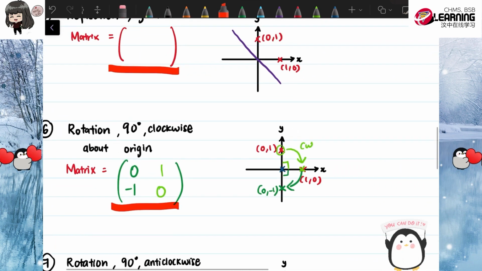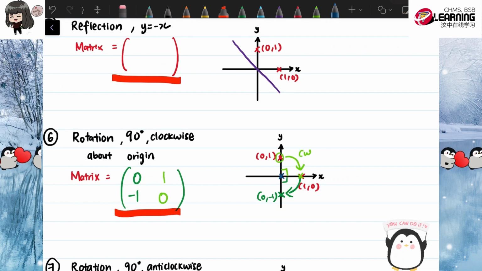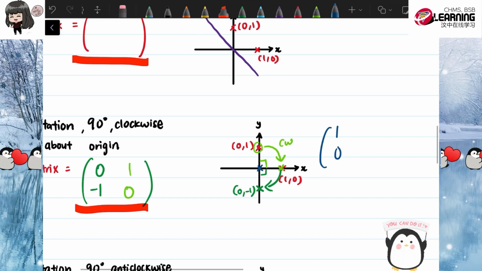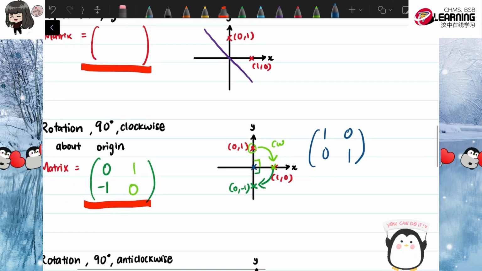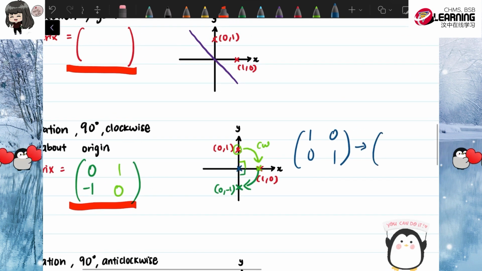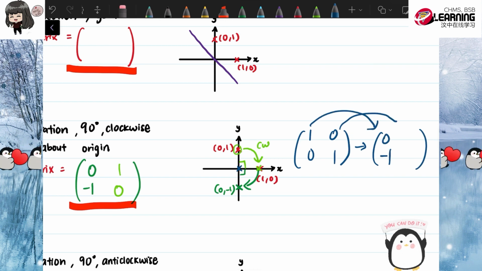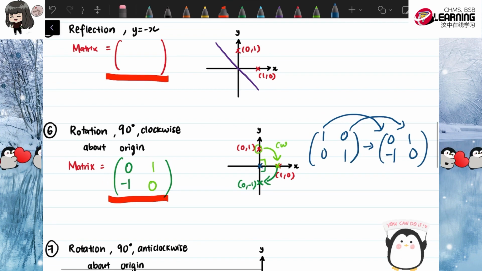Let me summarize this again. This one starts from (1, 0) and (0, 1). If you do a rotation of 90 degrees clockwise about the origin, (1, 0) will go to (0, -1), and (0, 1) will go to (1, 0). Here goes here, here goes here. That's for 90 degrees clockwise about the origin.